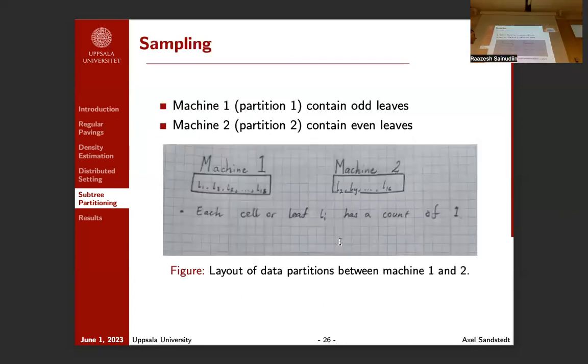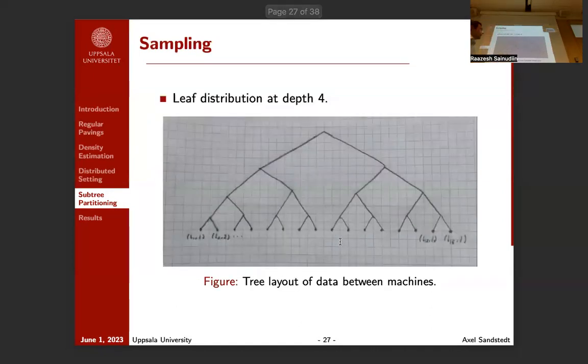So I'll just go through an example of the whole method to get a slight idea of what's happening. So we have one machine with one partition with leaves L1, L3, and L15. We have machine two with leaves L2, L4, L16. And we can suppose that every leaf has a count of one. Then we split it down to depth four. So we have this perfectly distributed binary tree where each leaf has a count of one.